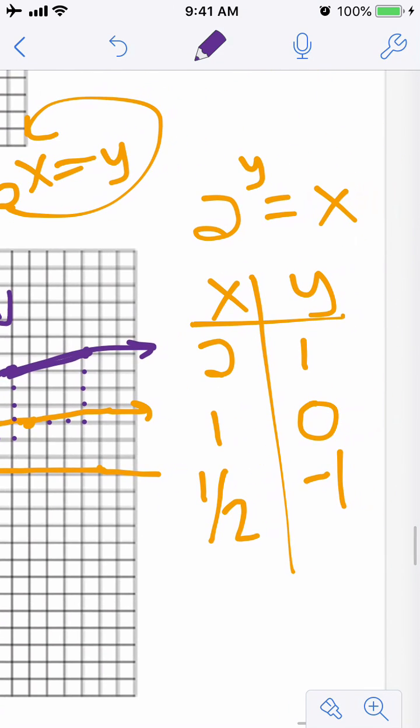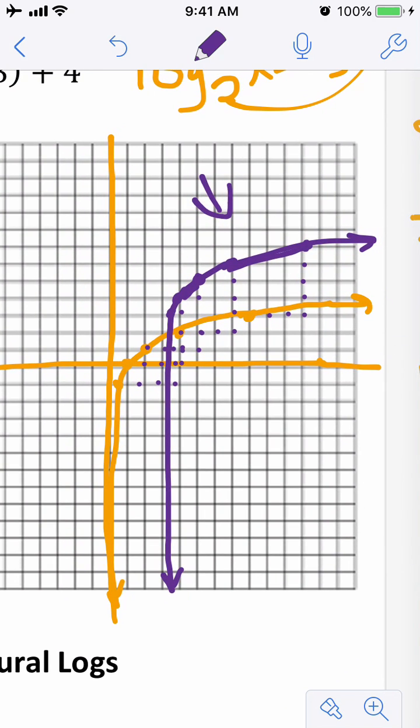I wouldn't erase the work. I wouldn't erase anything we did over here, because just in case you make a mistake on the test, I can give you a few partial credit points. But maybe if you wanted to erase it or grab some colored pencils, you guys know I have colored pencils in my room, you're more than welcome to color it and say it's the purple one.